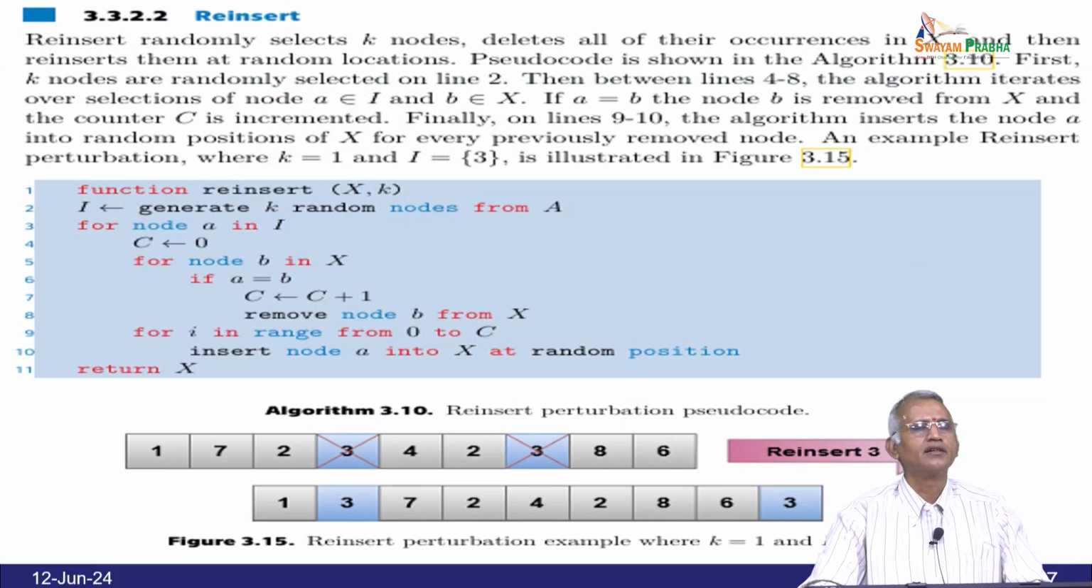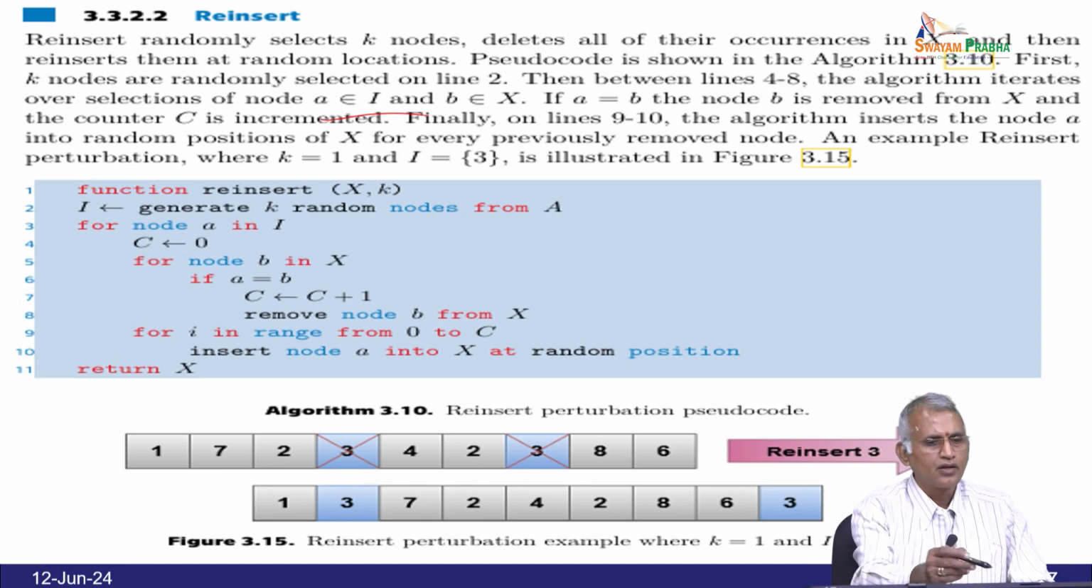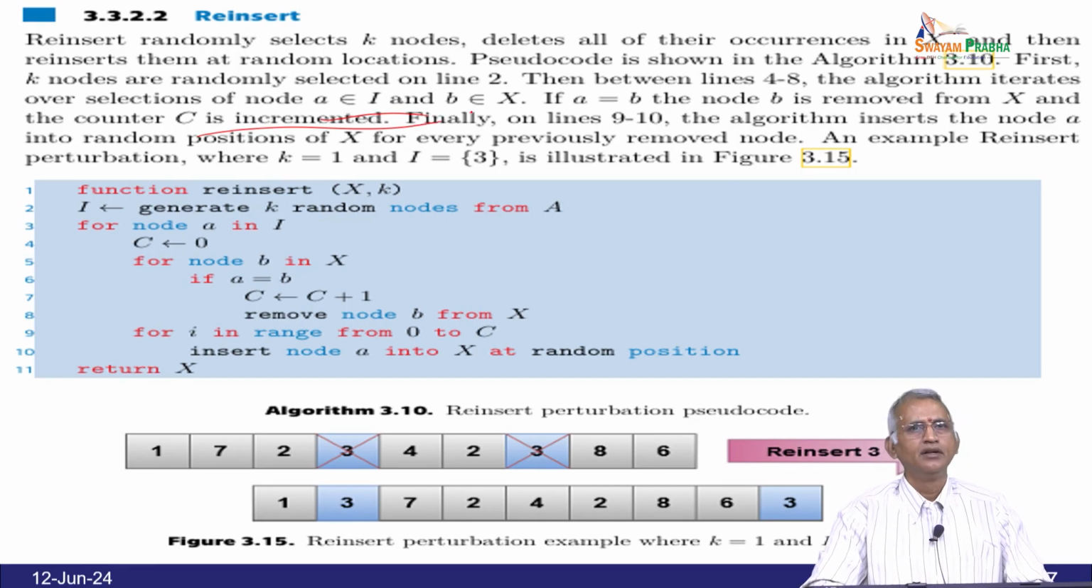Next, reinsert. Reinsert randomly selects k nodes, deletes all of their occurrences in x and then reinserts them at random locations. Pseudocode is shown in algorithm 3.10. First, k nodes are randomly selected on line 2, then between lines 4 and 8, the algorithm iterates over the selection of nodes A in I and B in x. If A equals B, the node B is removed from x and the counter C is incremented. Finally, on lines 9 to 10, the algorithm inserts the node at a random position of x for every previously removed node.